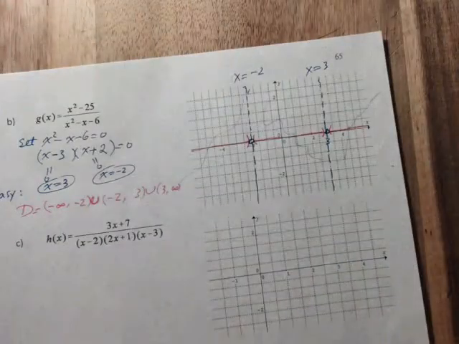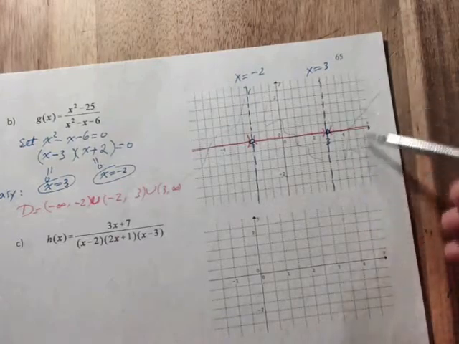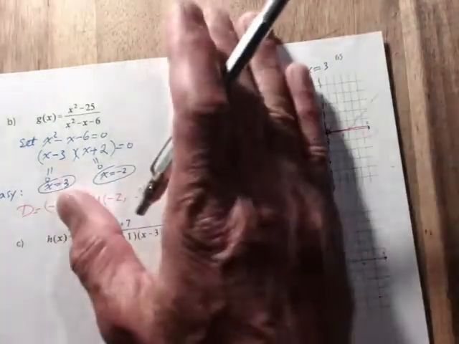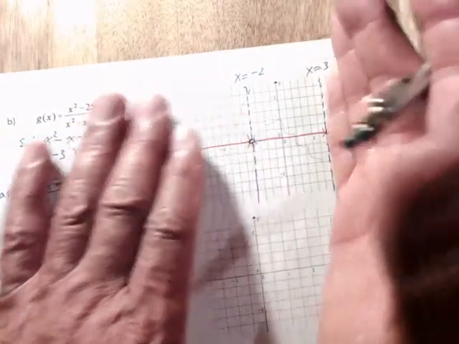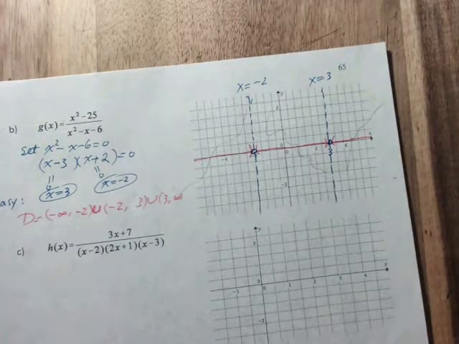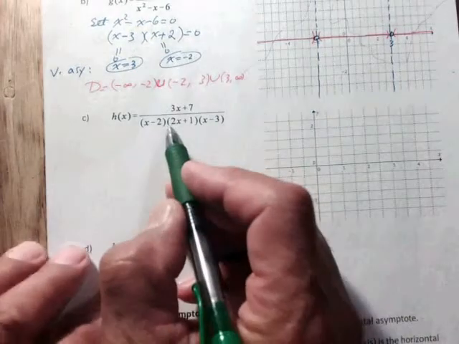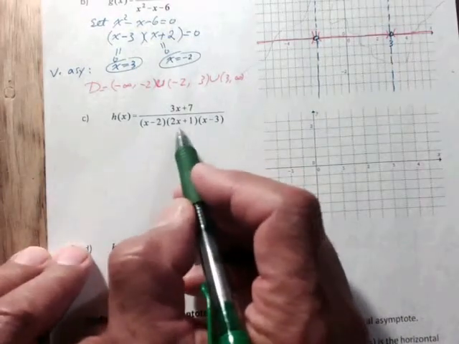Okay. Here you have 1, 2, 3 regions, so you get one piece of graph to the left, one piece of graph in this region, and one graph to the right. We're going to do that later on, but right now I'm just saying what to expect. The next one is a good one because it's already in factored form.